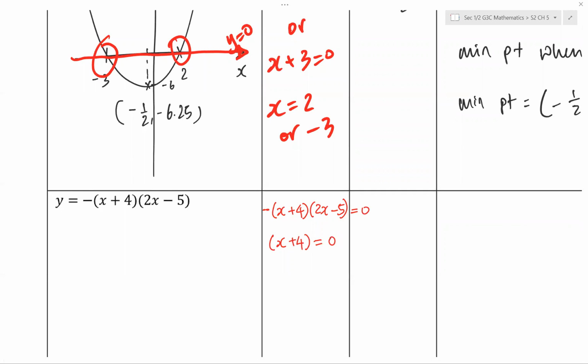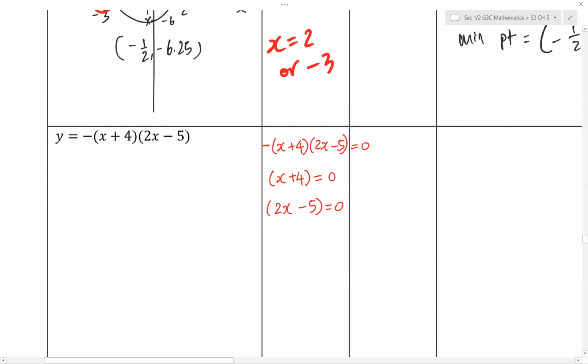Second case. Chloe, what's the second case? Is the first case x plus 4 equal to 0? Yes, the second case, 2x minus 5 equals 0. Okay, we didn't need brackets over here, but I'm just putting them down so that you can see it clearly. So based on the first case, x plus 4 equals 0, we end up with x equals negative 4. The second case, x will be equal to 5 over 2. Okay?